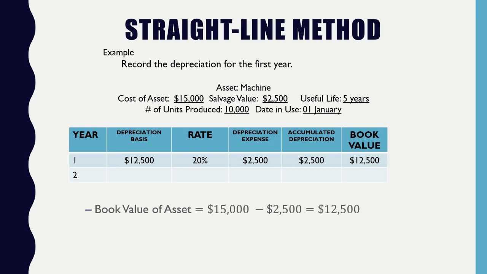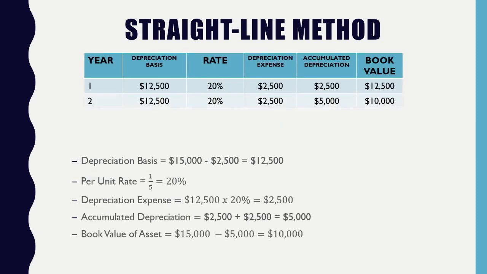1,205 again. And then our rate is going to stay the same. It's going to be 1 over the estimated life. So with the straight line method, will the rate be consistent, just like the other depreciation methods? Correct. Okay. All right. So what is my depreciation expense going to be for my second year? 2,500.